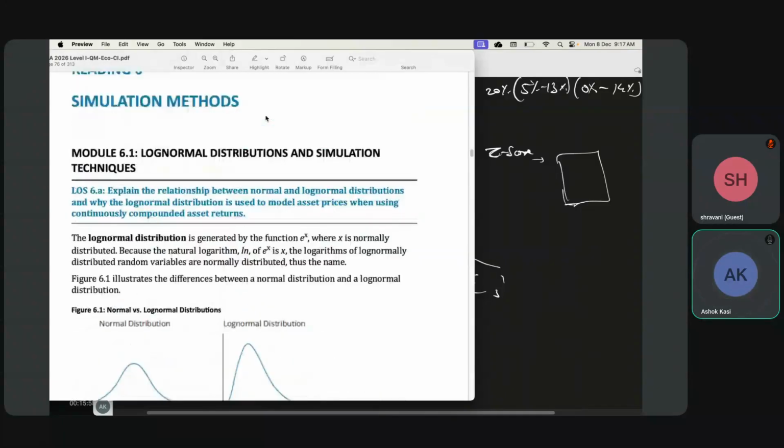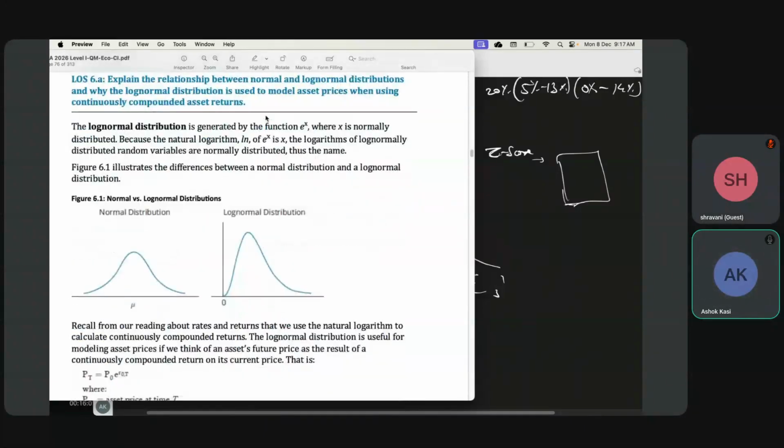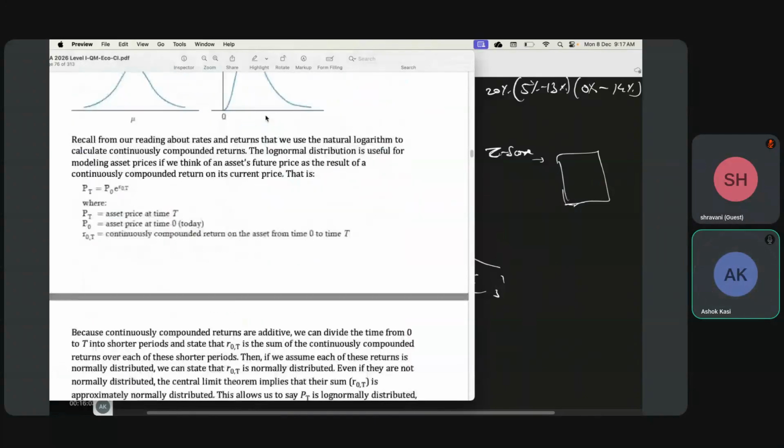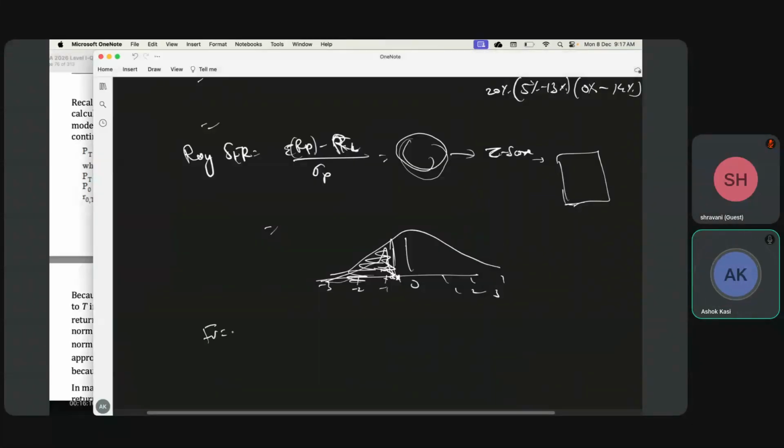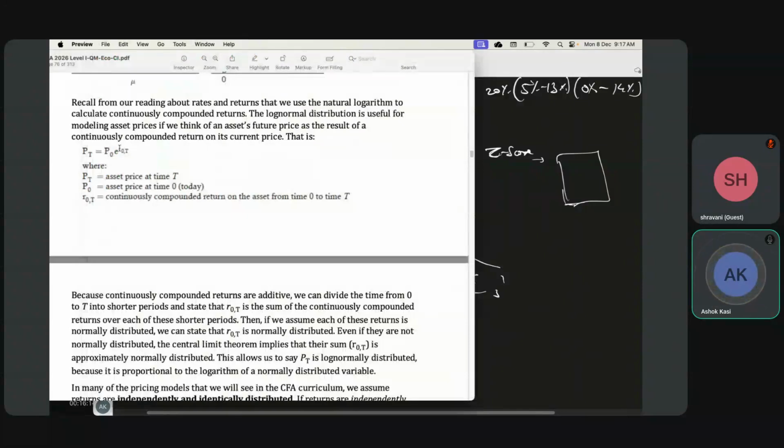Simulation methods. Now log normal distributions. So this is the formula. I think I told you last time, future value is equal to present value into e raised to rt. The same one is given here.